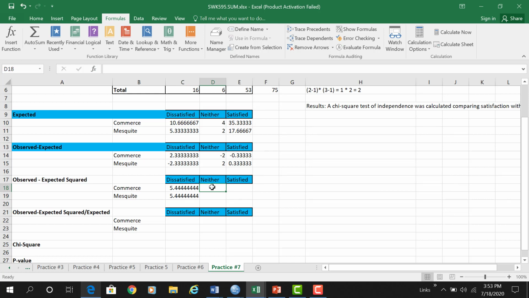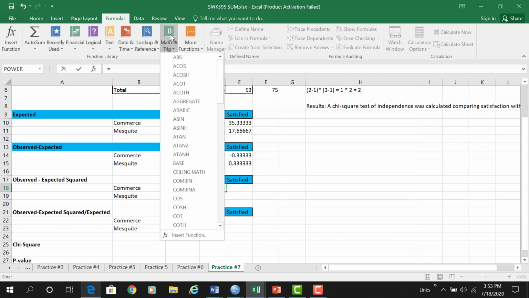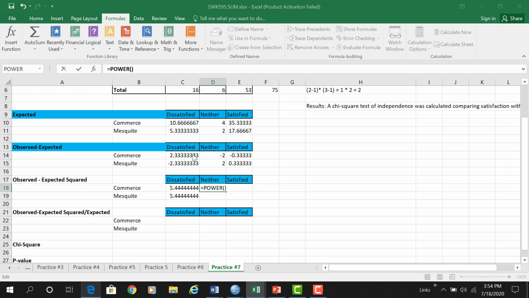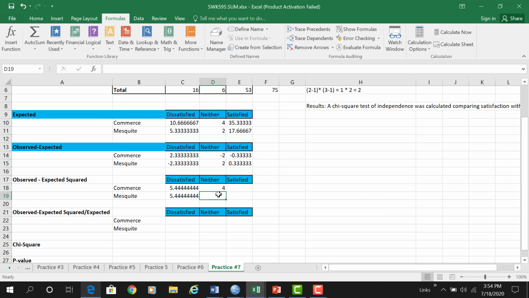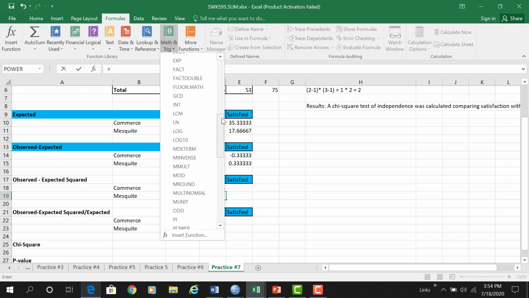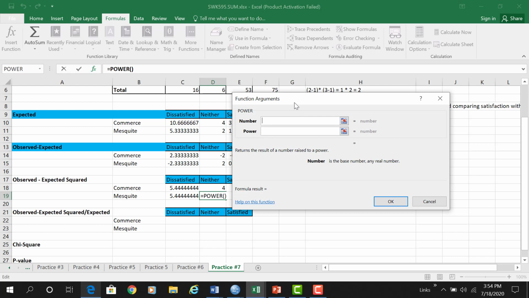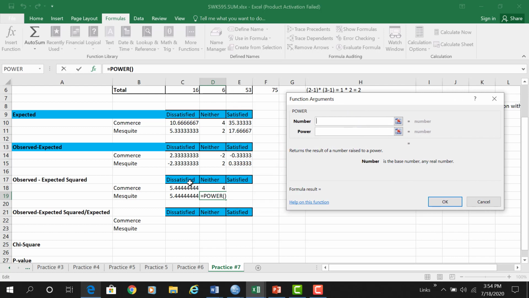And then we can do the same thing. You could always put in the dollar sign and drag these across, or you can just calculate it. So equals, formulas, math, then we're looking for power, and it's neither for Commerce. So equals, math, power, and we're looking at observed minus expected for neither Mesquite, which is 2 down here, and we do that to the second power.